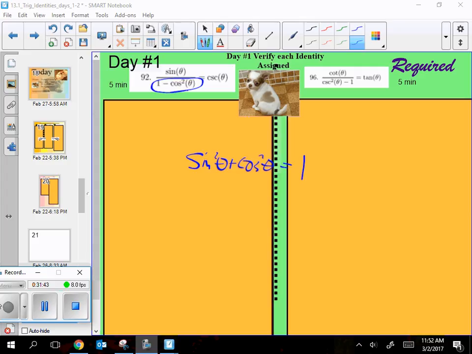I take this identity and I subtract cosine squared from both sides. I now have 1 minus cosine squared is equal to sine squared. Did I do that wrong? Sine squared. Did I do something wrong here? I think I did it right. Oh, I just didn't say squared. Okay. There's a squared right here.